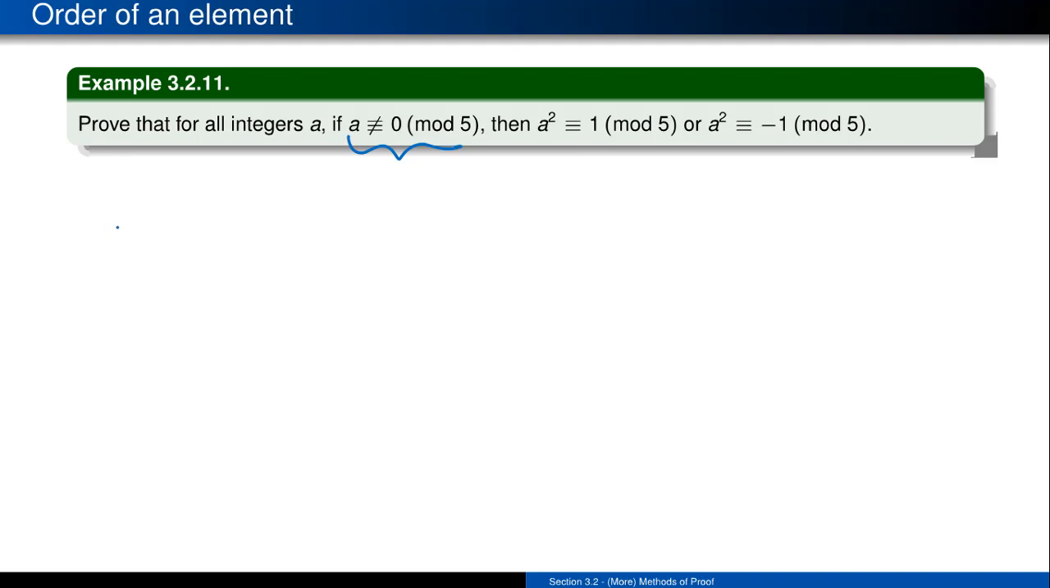If a happens to be 1 in this mod 5 setting, and I take this 1 and square it, I end up with a squared, which is 1 squared, and 1 squared just turns into a 1, so it stays a 1 in this mod 5 world. So in this case, it's lumped into that first potential outcome. Let's see what happens next.